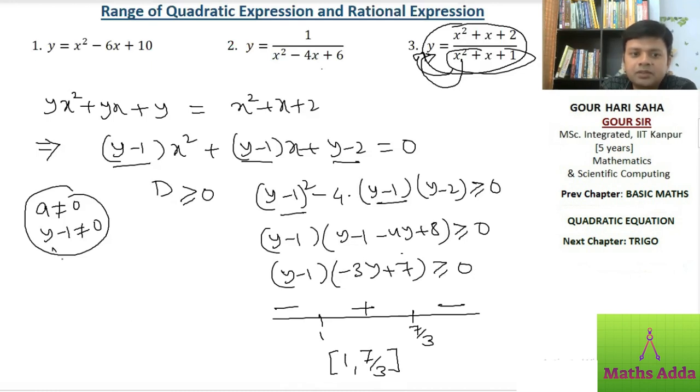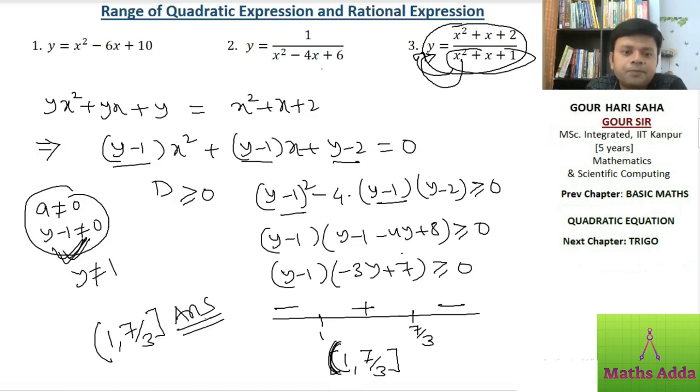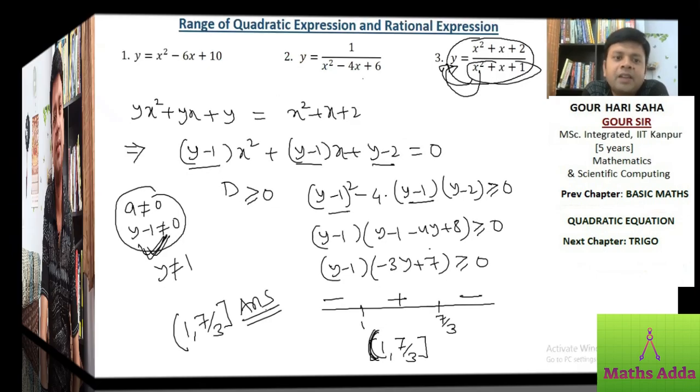But be careful. It says y minus 1 not equal to 0. This means y not equal to 1. You cannot include 1, so keep this open. So the answer is 1 to 7 by 3, 1 open, 7 by 3 close. This is your answer. I hope you understood how to find the range for quadratic expressions and rational expressions.